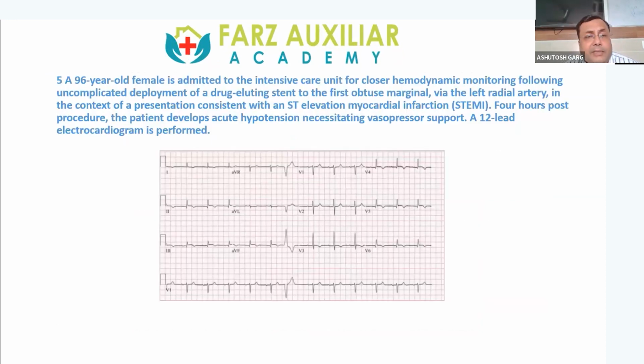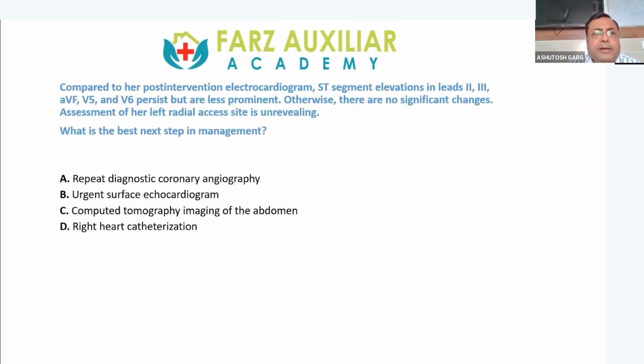Then a 96-year-old female is admitted to the ICU for closer hemodynamic monitoring following uncomplicated deployment of a drug-eluting stent to the first obtuse marginal via the left radial artery in context of presentation consistent with ST elevation MI. 4 hours post-procedure, the patient developed acute hypotension necessitating vasopressor support. ECG is performed. And compared to her post-intervention electrocardiogram, ST elevation in leads 2, 3, aVF, V5 and V6 persist but are less prominent. There are no significant changes. Assessment of the left radial access site is unrevealing. What is the best next step in the management?